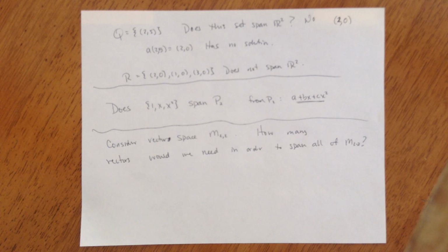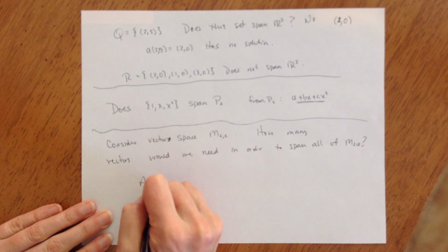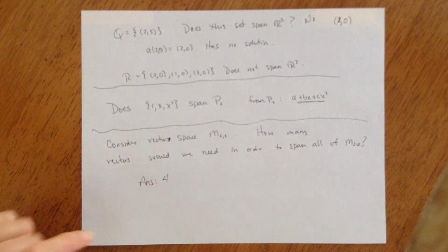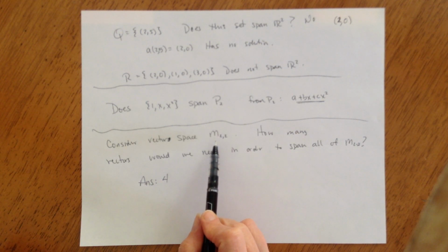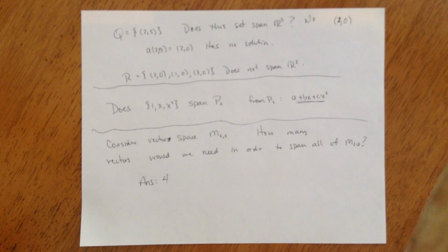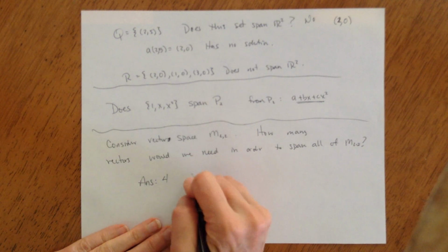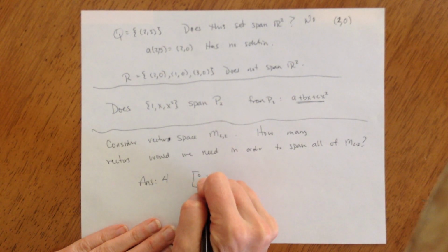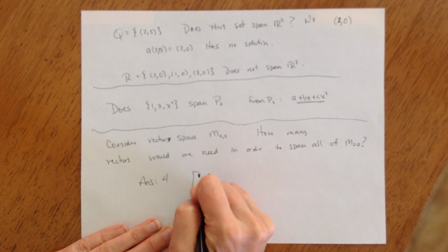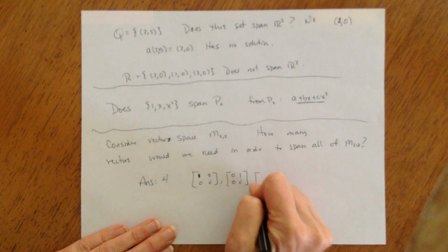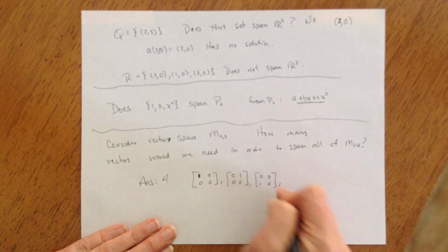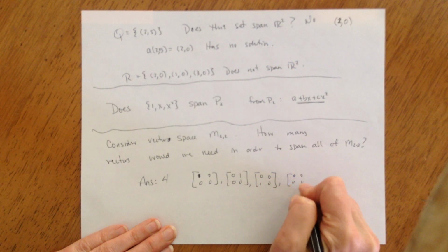And so we're back, and the answer is 4. Because we have 4 entries. So in some sense, this set of 2 by 2 matrices is just like R4. And so we could take the set that contains the matrices with a 1 in one position and 0s elsewhere: (1, 0, 0, 0), (0, 1, 0, 0), (0, 0, 1, 0), (0, 0, 0, 1).